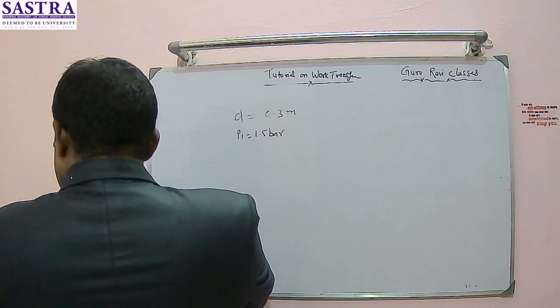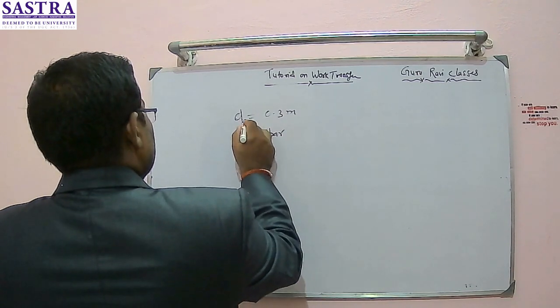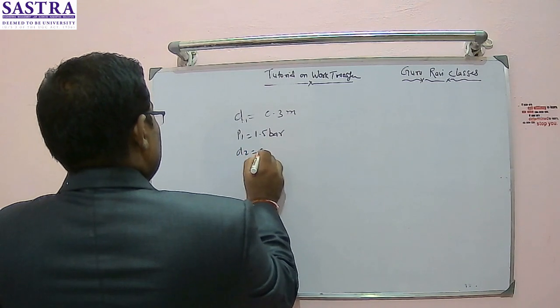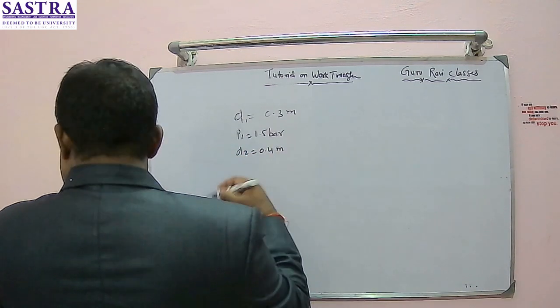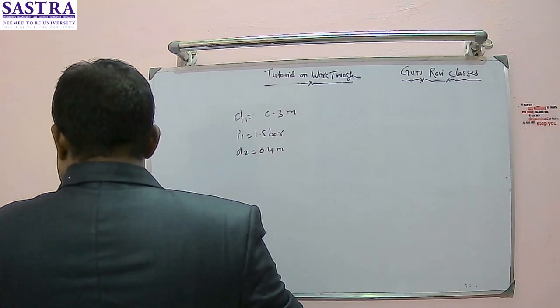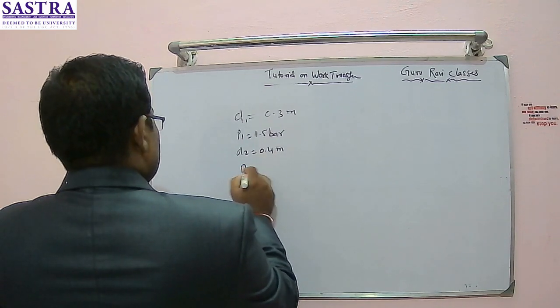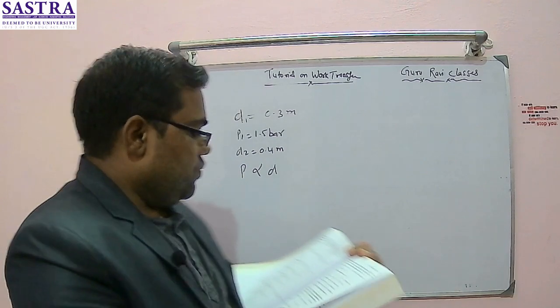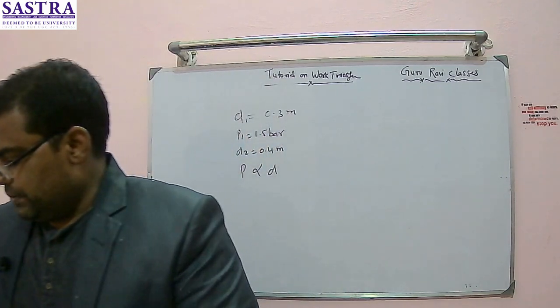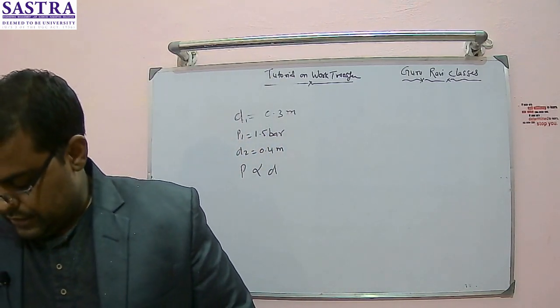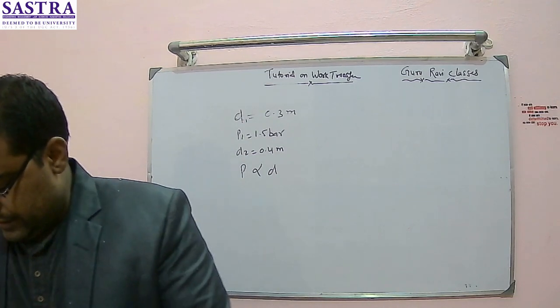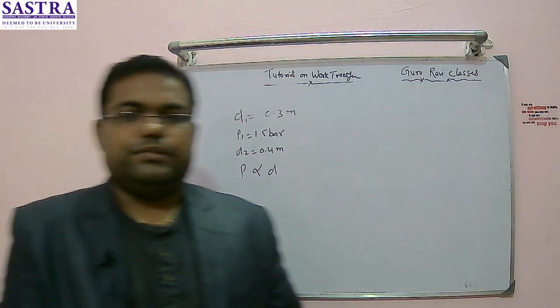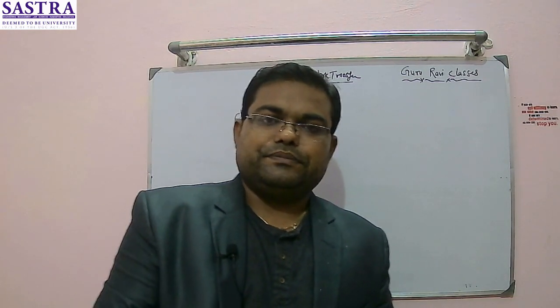The diameter of the balloon increases, so this is D1, and this becomes D2, 0.4 meter, due to heating. Pressure is proportional to diameter, so pressure is directly proportional to diameter. Calculate the work done during the process. So this is basically your second numerical problem. So how to do that?